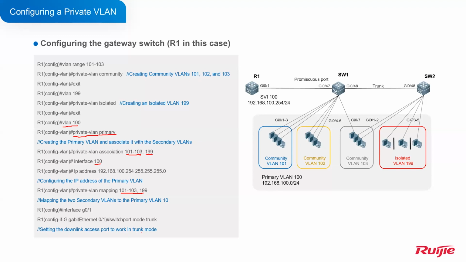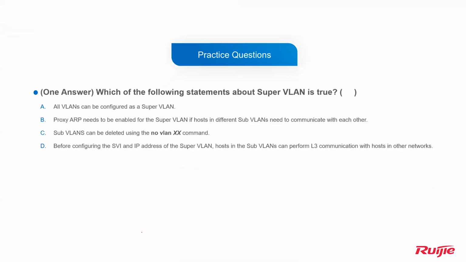Okay, so after knowing the working principle of super VLAN, next let's make a summary by seeing some questions together. First question is, which of the following statements about super VLAN is true? A, all VLANs can be configured as a super VLAN. Obviously, it's false, right? VLAN 1 cannot be configured as a super VLAN. And B, proxy ARP needs to be enabled for the super VLAN if hosts in different sub VLANs need to communicate with each other. Right? Obviously, it's true.